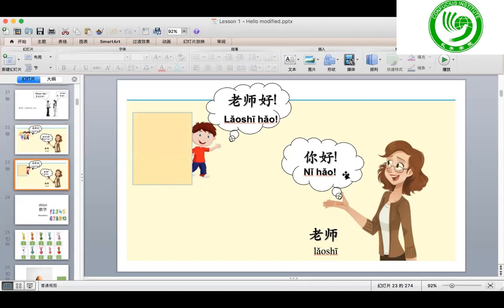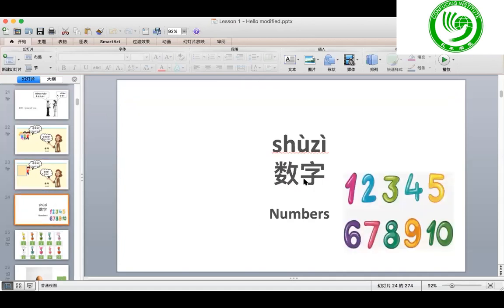很好. And the last dialogue we've learned last time is 再见 means goodbye, but it's not the time to say goodbye yet. So now let us continue with our new lesson. Today we are going to learn the numbers, 数字 numbers from 1 to 10.